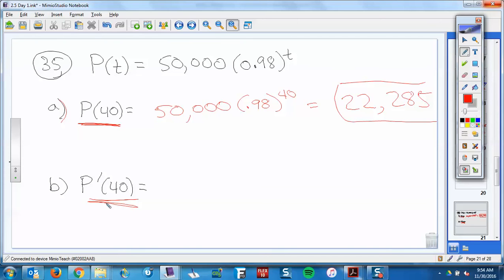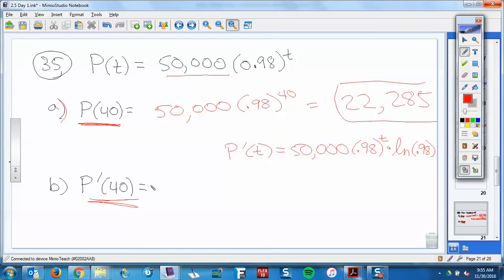And like I said earlier today, before you can find P prime of 40, you need P prime of t. We'll be using t a lot as our input variable today, actually, on the homework, as opposed to x. On exponential functions especially, because it uses time a lot. Okay? So I need P prime of t. So that would be 50,000, which would just hang out there, times 0.98 to the t, it's its own derivative, times ln of 0.98. Right? Because that's the rule. You got a number just sitting out in front, you do that, you got an exponential, so it's its own derivative with an ln 0.98 tacked on.